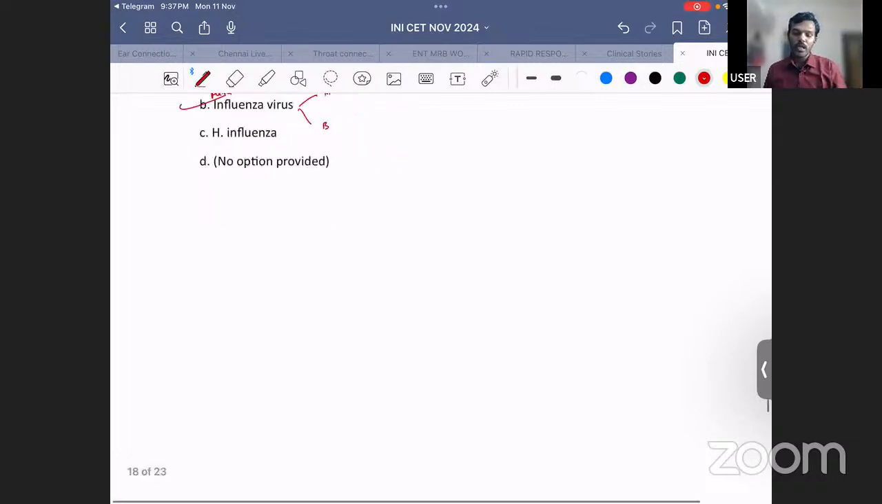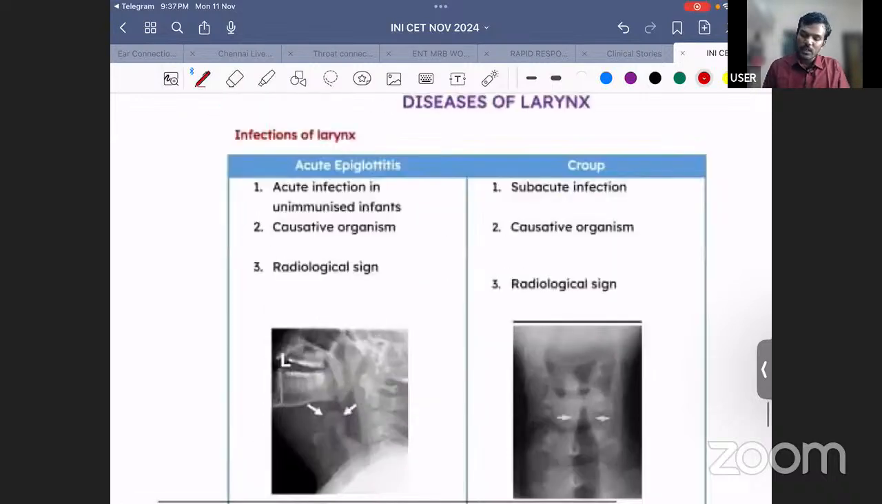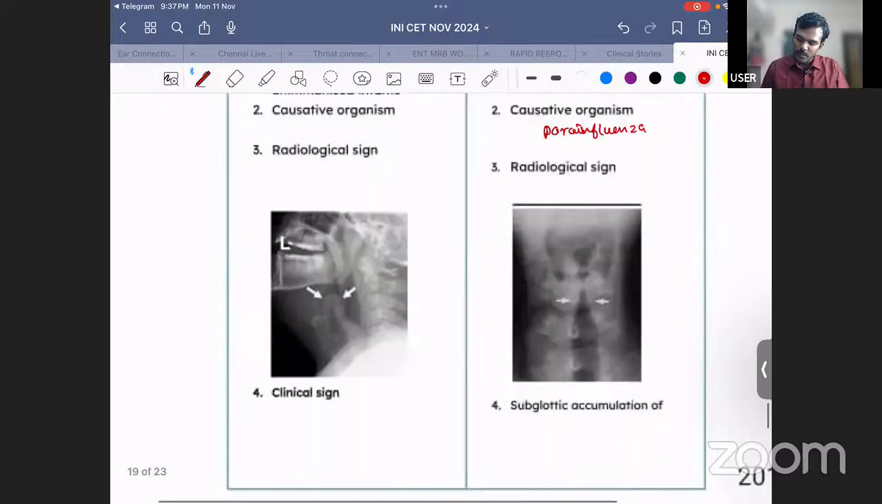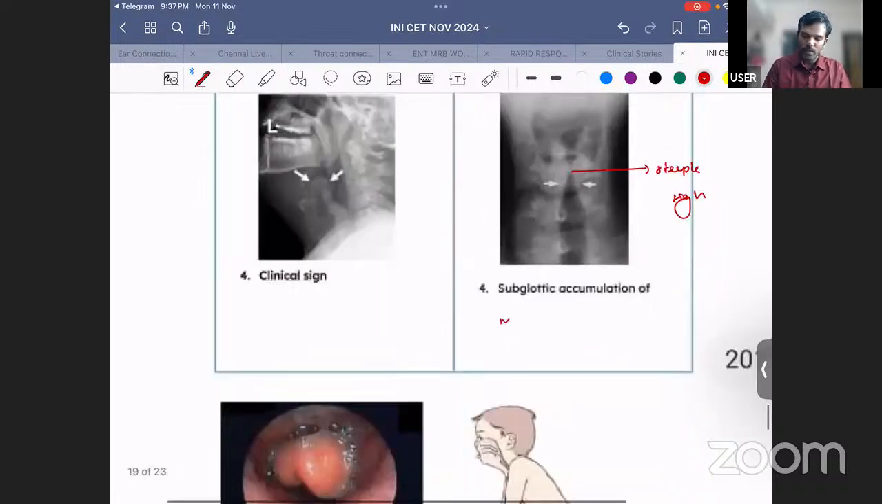A screenshot from a workbook, see here. So croup is a subacute infection caused by parainfluenza virus. Radiological sign is steeple sign due to subglottic accumulation of mucus.